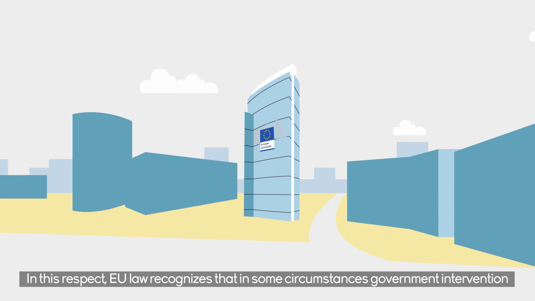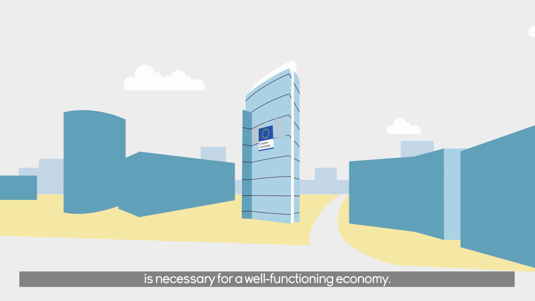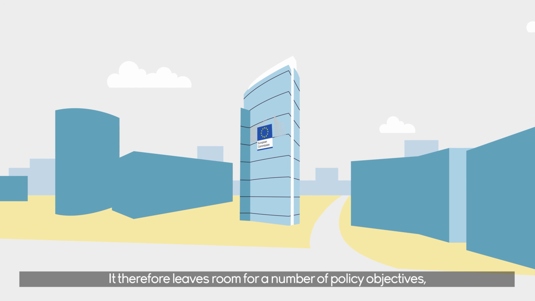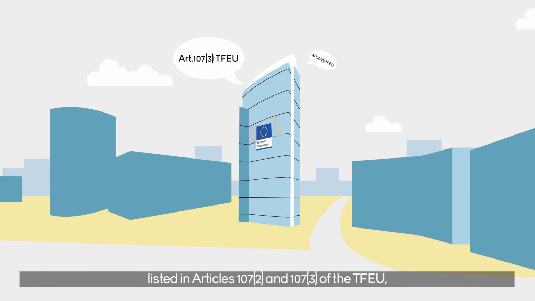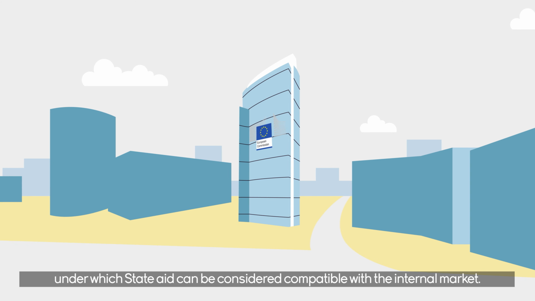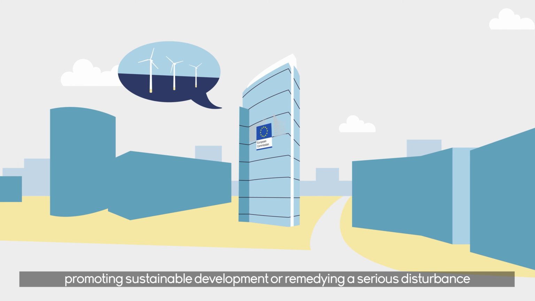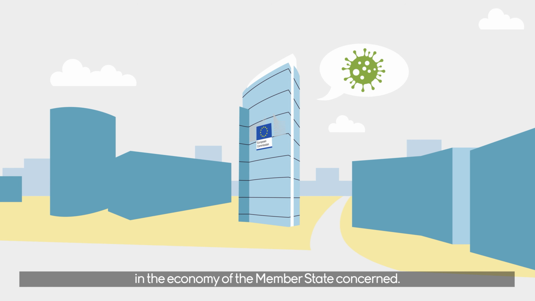In this respect, EU law recognizes that in some circumstances, government intervention is necessary for a well-functioning economy. It therefore leaves room for a number of policy objectives listed in Articles 107(2) and 107(3) of the treaty, under which state aid can be considered compatible with the internal market. These objectives include the development of certain economic activities, promoting sustainable development, or remedying a serious disturbance in the economy of the member state concerned.